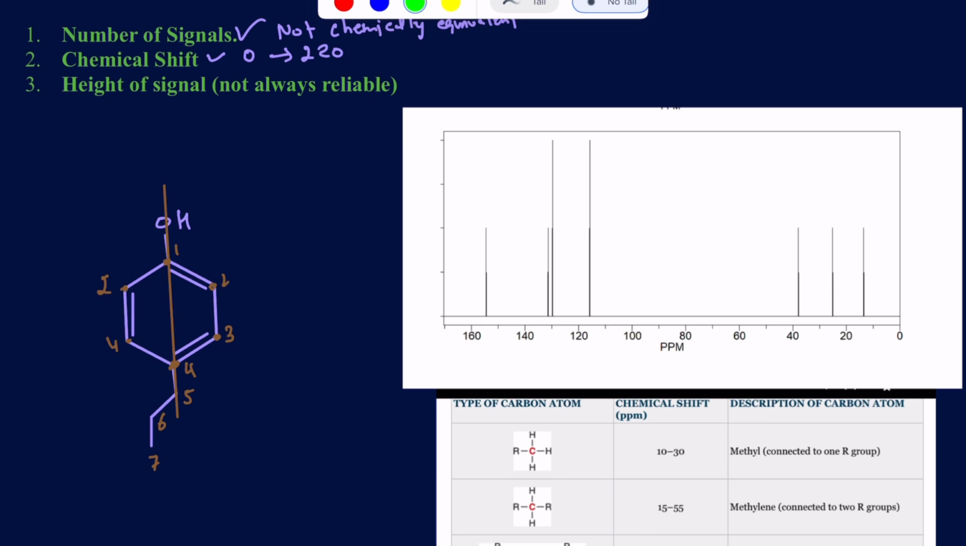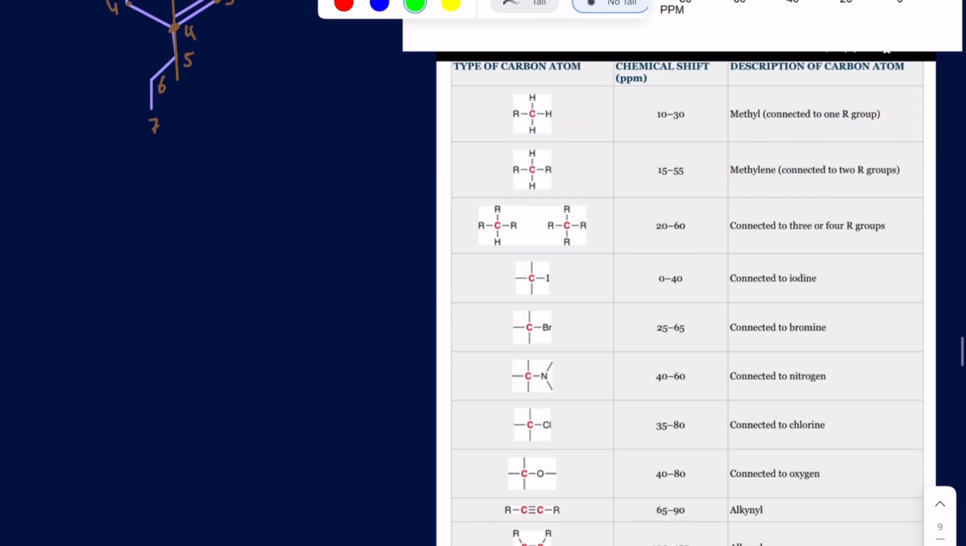Now, we have the number of signals down, but where exactly are they going to show up? You can use the carbon NMR table to figure out where they would show up. Typically, if you have a carbon that is just attached to a hydrogen or maybe another carbon or R group, like for example this one, that one, and even those guys right there, they're not attached to any electronegative element, so they're going to be fairly shielded.